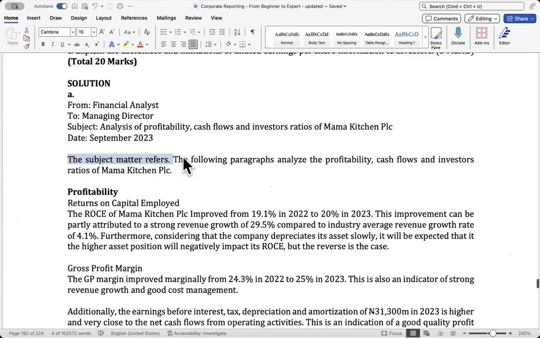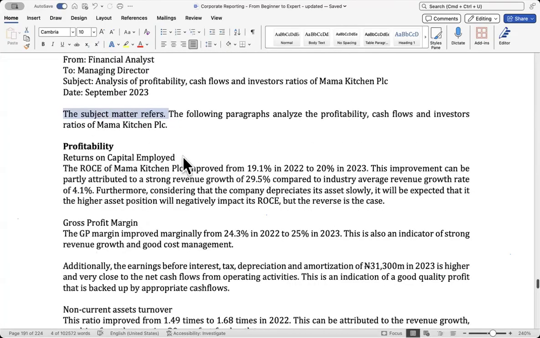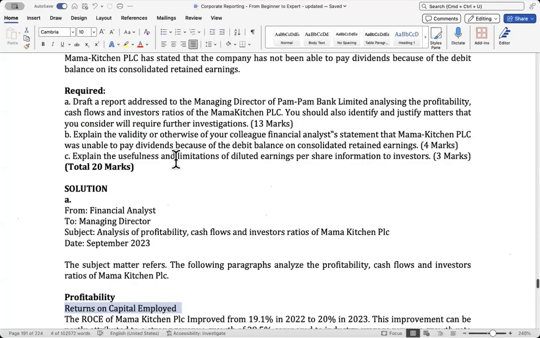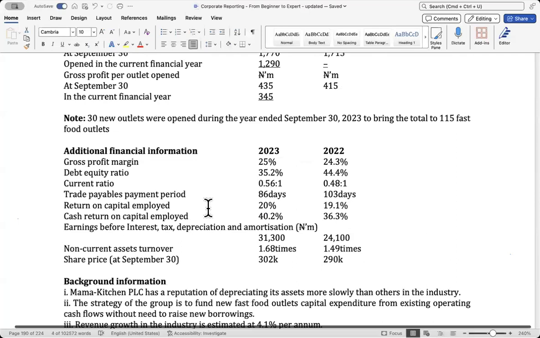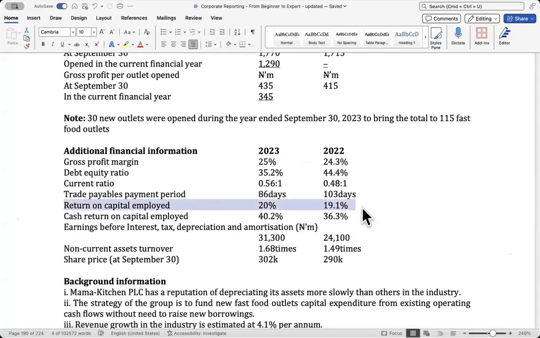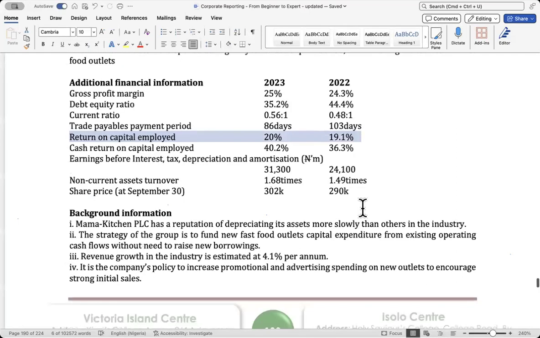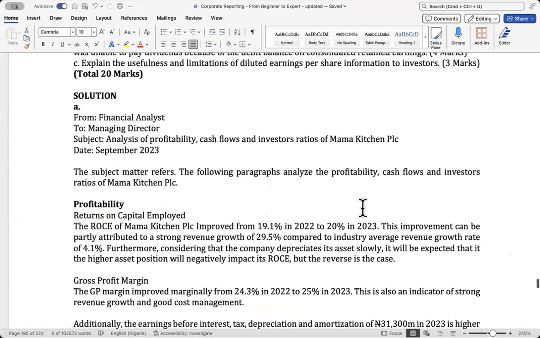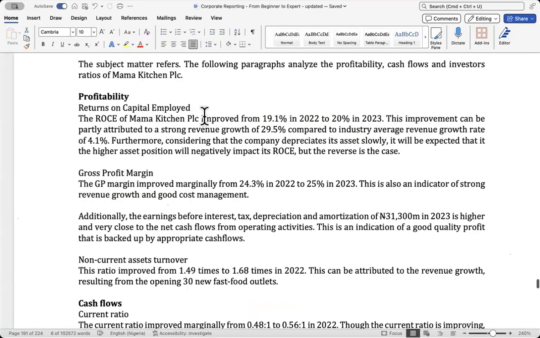Mostly I'm used to starting with ROCE, because ROCE is the most important measure of profitability. And they already gave me the ratios. Nobody's asking me to compute anything. The ratios were given. So this is how I analyzed it. I told them the ROCE of Mama Kitchen improved from 19.1% in 2022 to 20% in 2023.